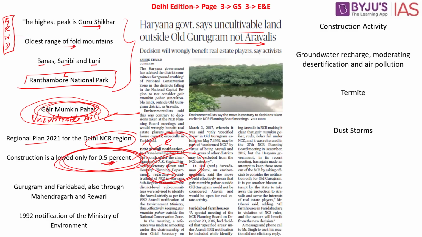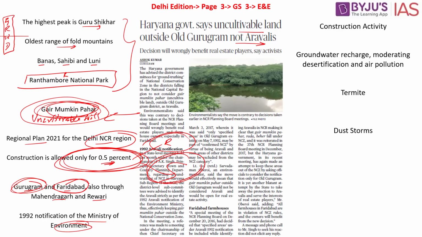But what is happening in the present situation? The Haryana government is planning to bring changes in this 0.5%. We have the Aravalis which pass through Gurugram, Faridabad, Mahendragarh as well as Rewari. But the Haryana government is considering one of the notifications of the Ministry of Environment passed in 1992. According to this notification, Aravalis which pass through Gurugram would be considered as Aravalis, but those which pass through Faridabad will not be considered as part of the Aravalis.